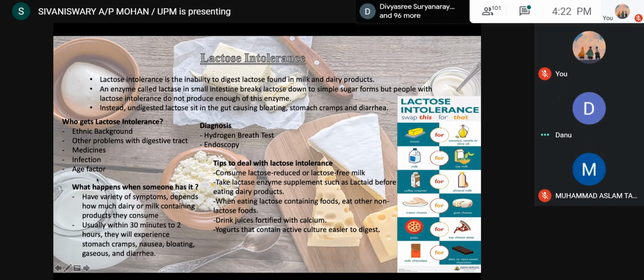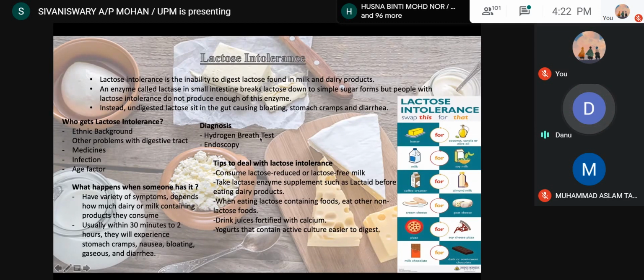Okay, next we'll be talking about the symptoms. People with lactose intolerance may have a variety of symptoms. It all depends on how much dairy or how many milk-containing foods the person eats and how little lactase the body can produce. Usually within 30 minutes to 2 hours after eating, someone with lactose intolerance will experience nausea, stomach cramps, bloating, gas, and diarrhea. Many people may think they are lactose intolerant when they really aren't, so it helps to see a doctor who can diagnose the condition correctly and advise you on ways to manage it. There are two ways to diagnose lactose intolerance: the hydrogen breath test and endoscopy.